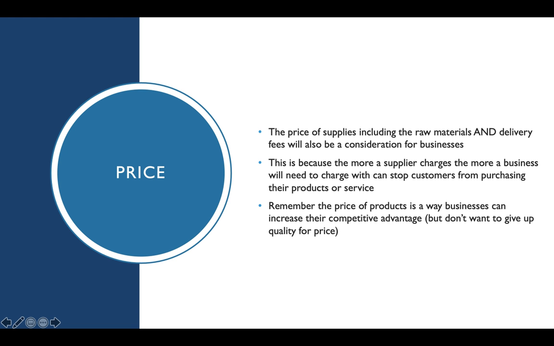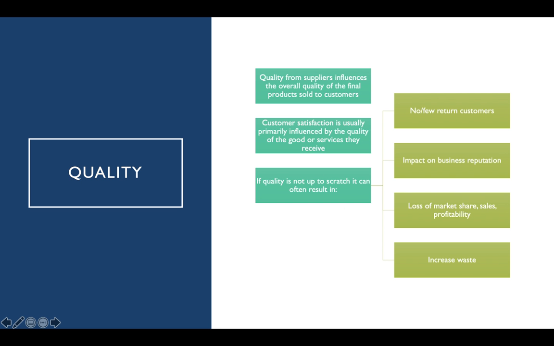All right. So the price of products is a way businesses can increase their competitive advantage. So making sure their suppliers are considering their price in detail is, of course, going to be super important. The next one, quality. So we have already sort of addressed quality, but quality from suppliers influences the overall quality of the final products. All right. This is something that we look at this year, but it is also going to be something that we look at in year 12 as well.